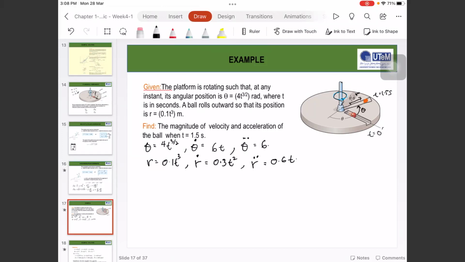So yang theta dot tu power dia berapa? Tak ada power kan? Power 1 kan? Bukan 3/2 terhadap 1 kan? Betul lah, betul. Apa? 1/2 lah. 3/2 tolak 2/2. Okey, baik. Terima kasih.